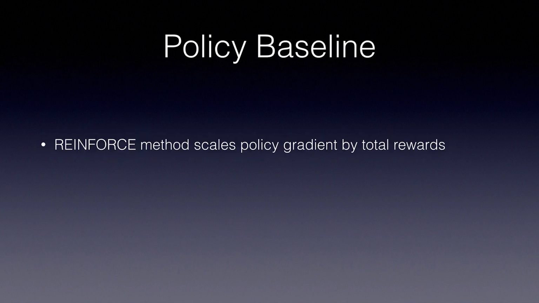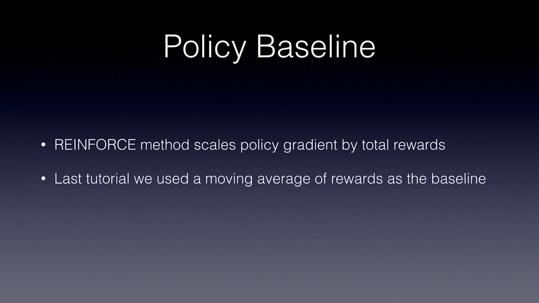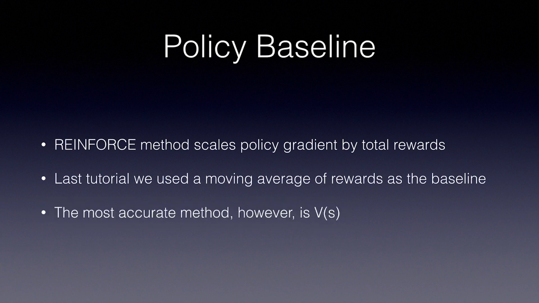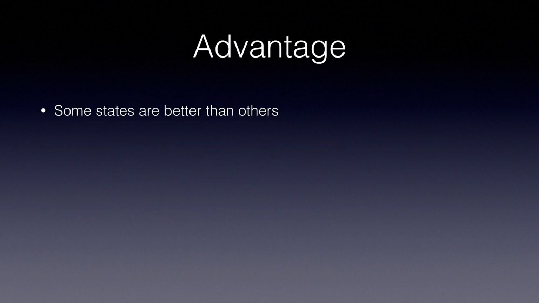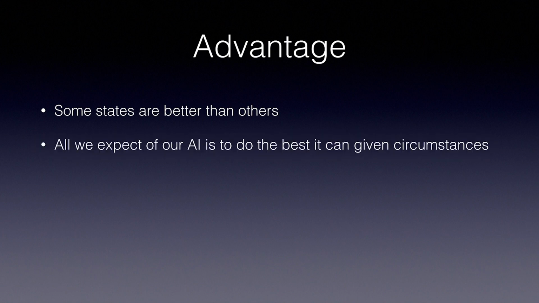The REINFORCE method scales the policy gradient by total rewards. This is extremely limited. Last tutorial, we subtracted a moving average of recent rewards from the actual reward as a baseline. The most accurate method, however, is to use the actual value of each state as a baseline. Some states are better than others. Obviously, a player with high health and superior weapon is going to get much higher rewards than a player who is out of health and ammo. All we expect of our AI is to do the best it can given the circumstances.